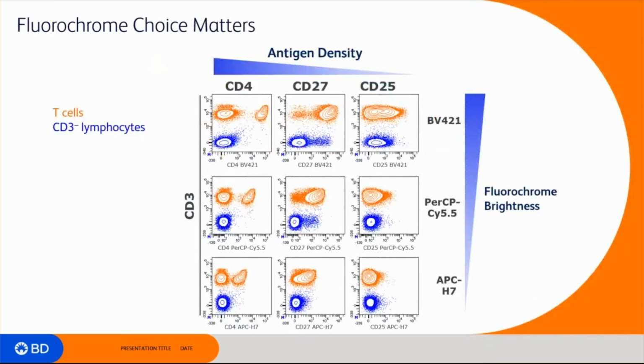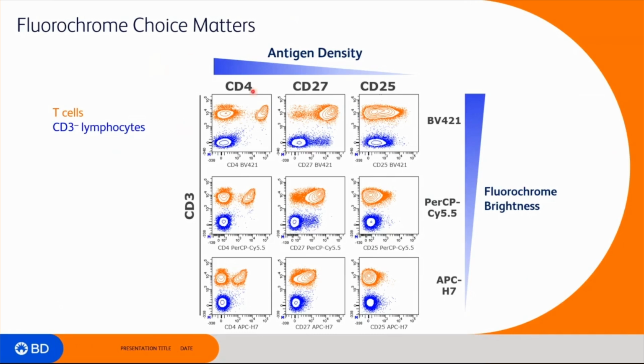In this case, we have a set of dot plots of CD3 on the y-axis, pairing with 3 different markers, CD4, CD27, and CD25 on the x-axis. So CD4, CD27, and CD25 represent 3 different levels of antigen density, ranking from high for CD4 to low for CD25. And as we learned previously, antigen density dictates which fluorochrome to use.